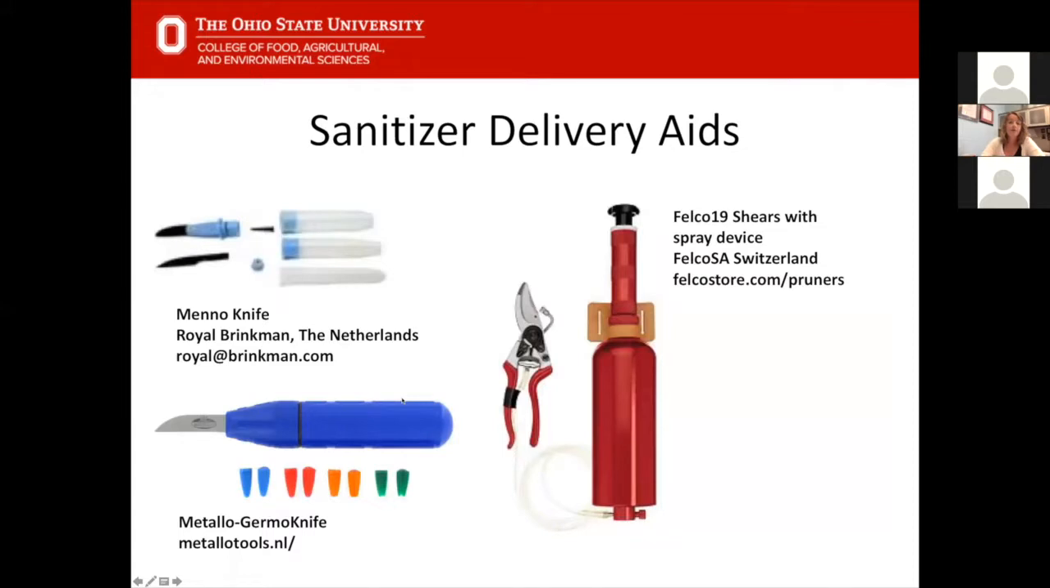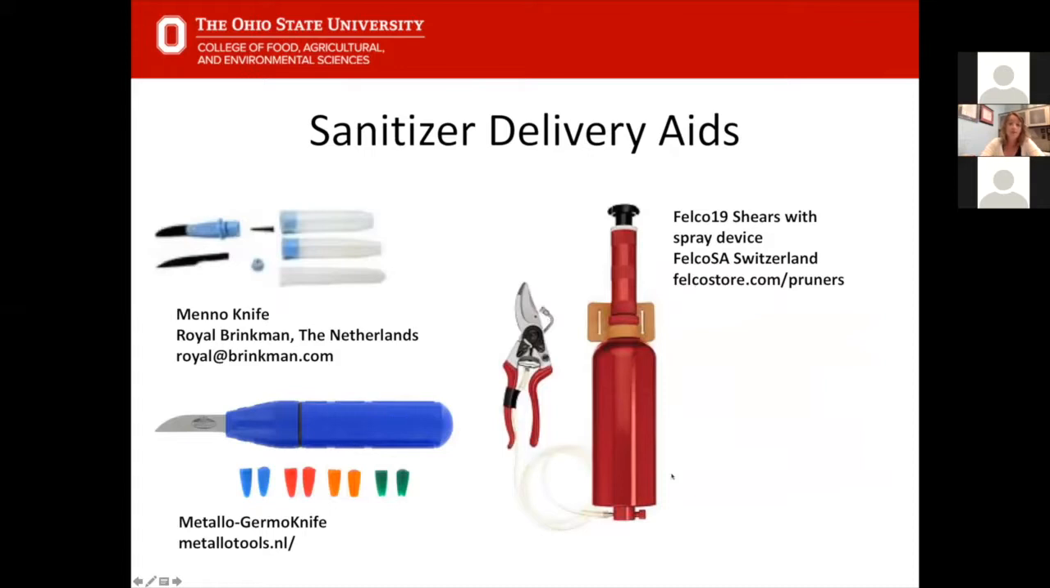There are various ways that you can deliver sanitizers without just having to spray in the field, or spray or dip your pruners in the field. There are these things called minnow knives, and the sanitizer goes in here, and every time you make a cut, a little bit of sanitizer is put onto the blade. Again, you want to make sure the blades are clean and free of dirt. So that's showing you that here.